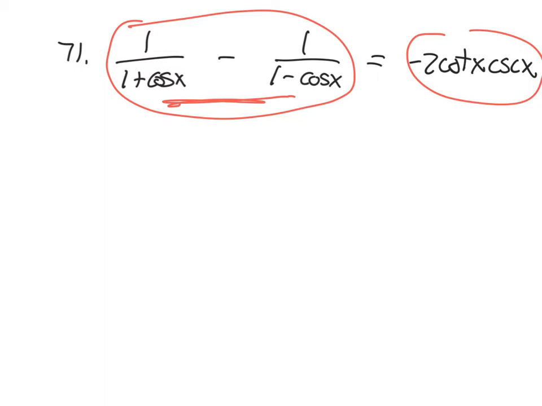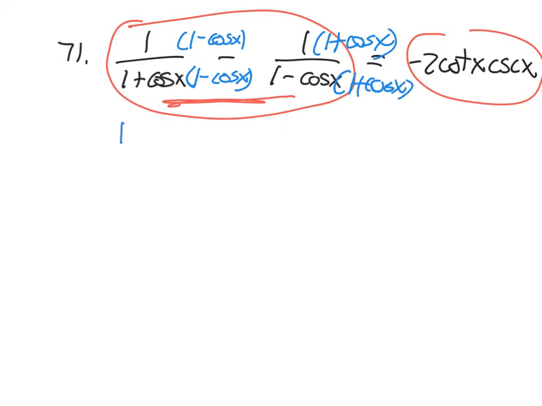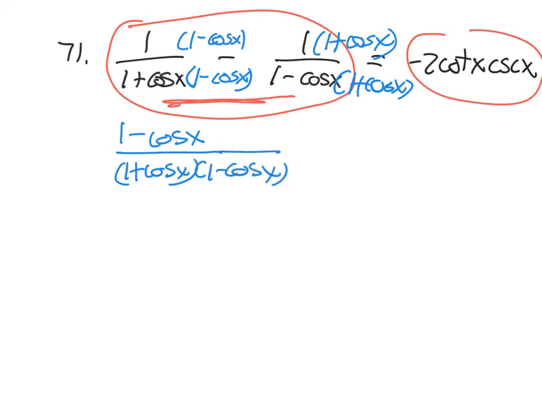So I'm going to multiply the top and bottom of this fraction by 1 minus cosine x. And then I'm going to multiply top and bottom of the other fraction by 1 plus cosine x. So the first fraction is going to be 1 minus cosine over the 1 plus cosine times 1 minus cosine. And the second fraction is going to be 1 plus cosine over the 1 minus cosine times 1 plus cosine.